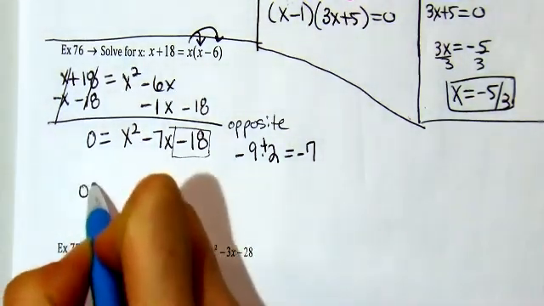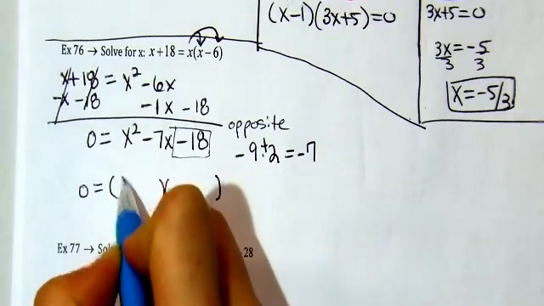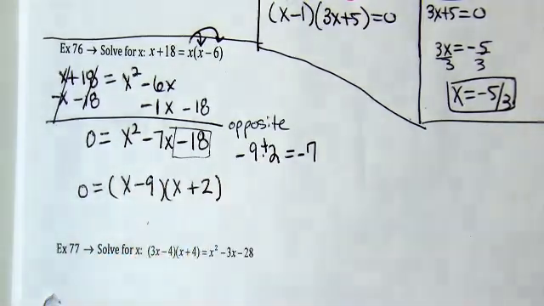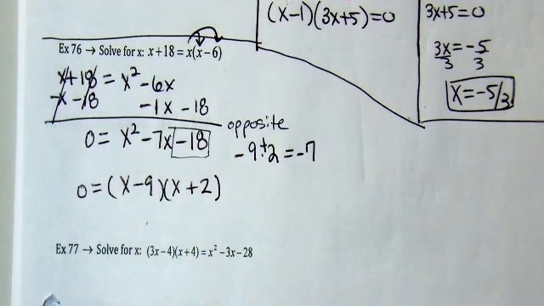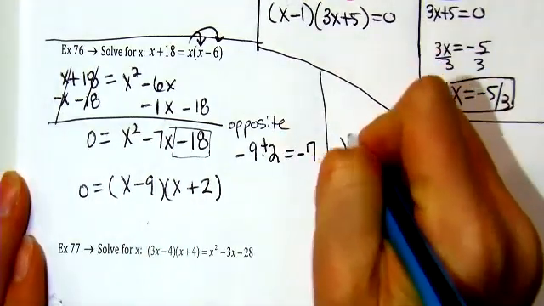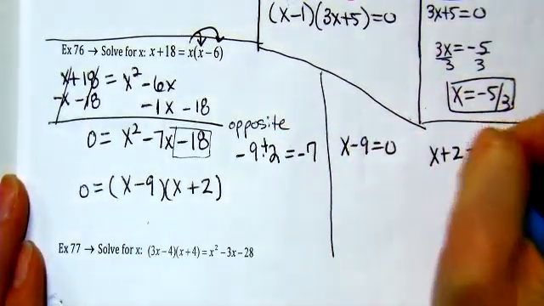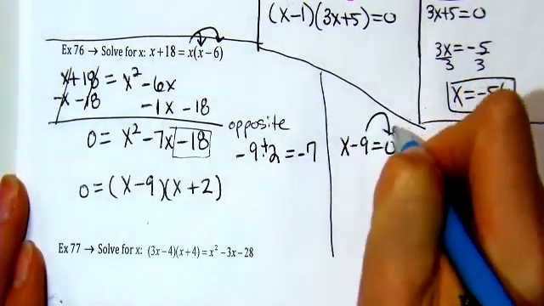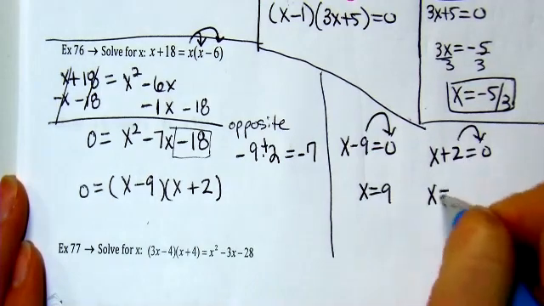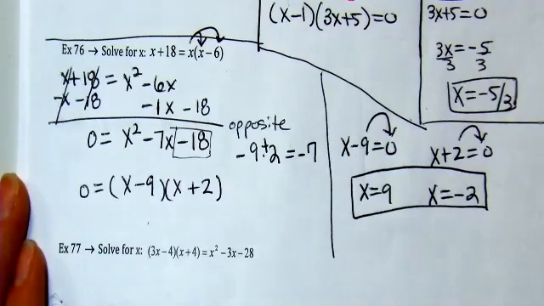So we set up our 2 parentheses and we split our x's apart and we plug in minus 9 and our plus 2. Remember, you're just factoring those, and then we set those factors equal to 0 and we solve. So x minus 9 equals 0 and x plus 2 equals 0. So you would add 9 over, so you get x equals 9, and subtract 2 over, and x equals negative 2. So those would be our 2 solutions.